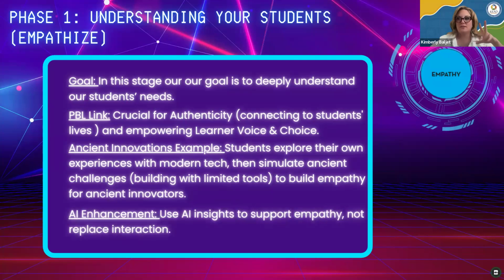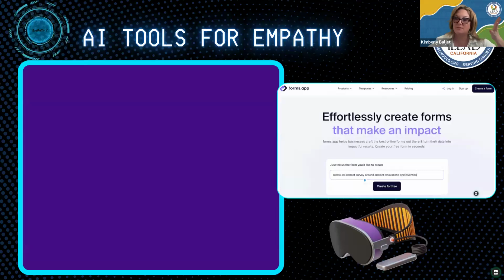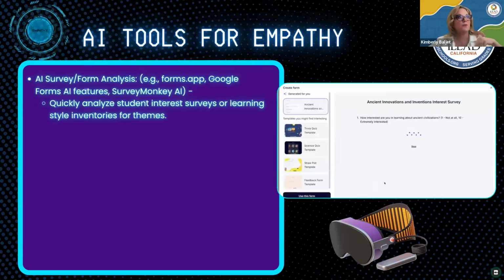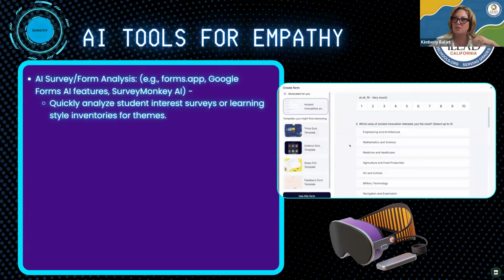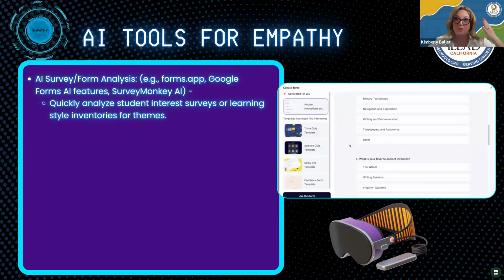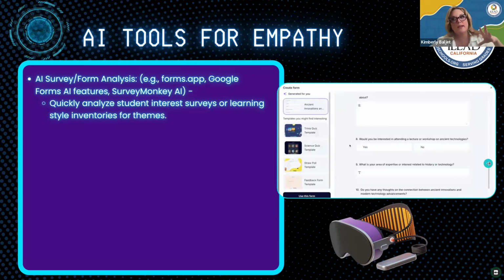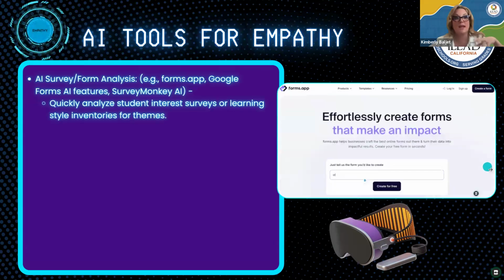Well, I can use it to support empathy, but not to replace the interaction. And here are some tools that I use. So one of my favorite ones is the Forms app here. I'm sure you've heard of things like SurveyMonkey and Google Forms, but with the Forms app, you can put in a question or a topic and it will come up with ideas for you. You can quickly analyze your students' interests with these surveys, okay? And it's AI based, right? So you put something in and it gives you some options.